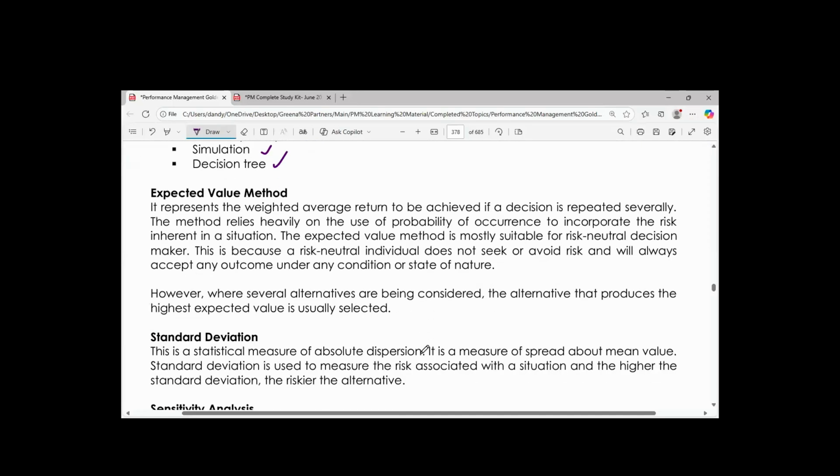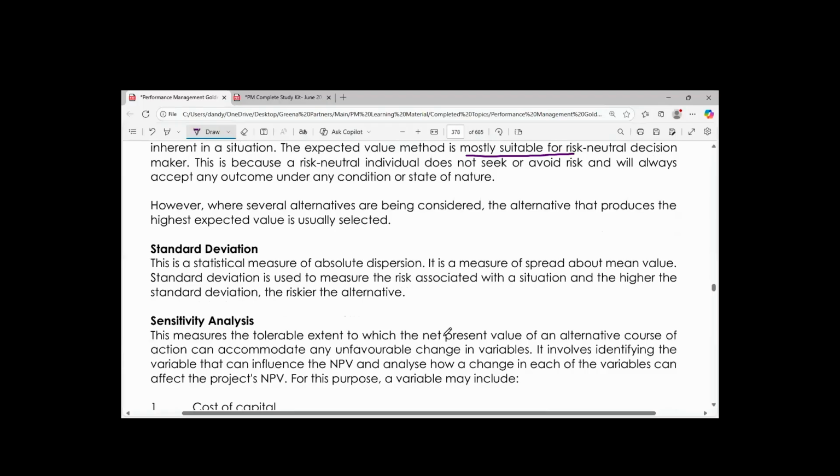Which investor or decision maker prefers expected value? I explained this when I was taking you through risk and uncertainty. The expected value method is mostly preferred by a risk neutral decision maker, who is not avoiding or seeking risk. A risk neutral accepts any outcome in any condition or state of nature. So that is that.